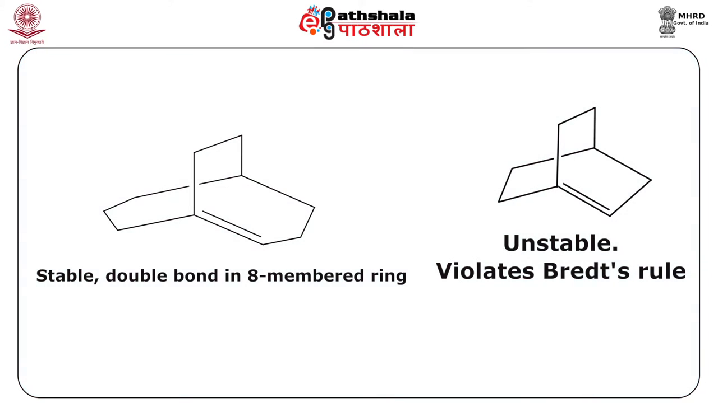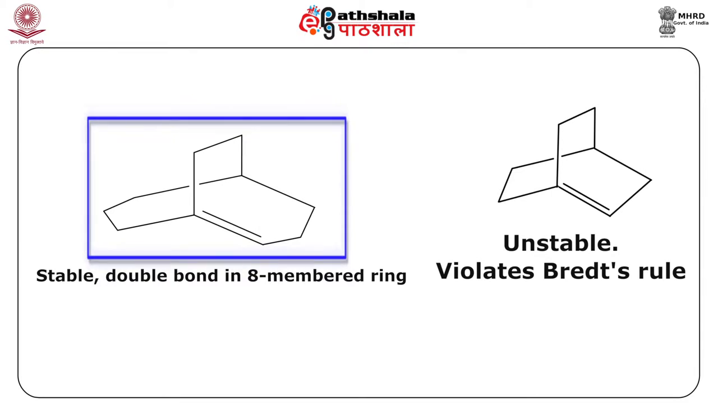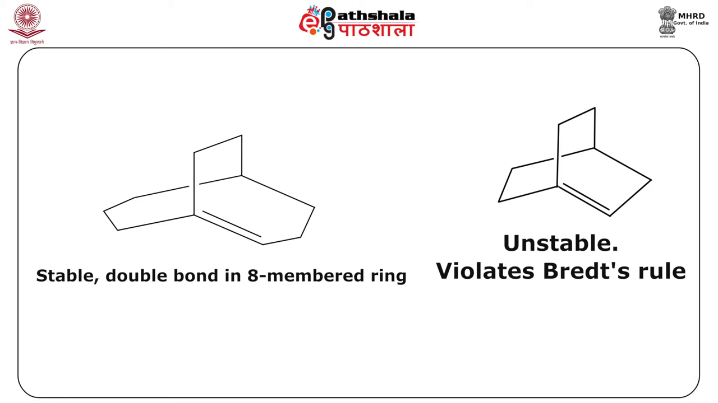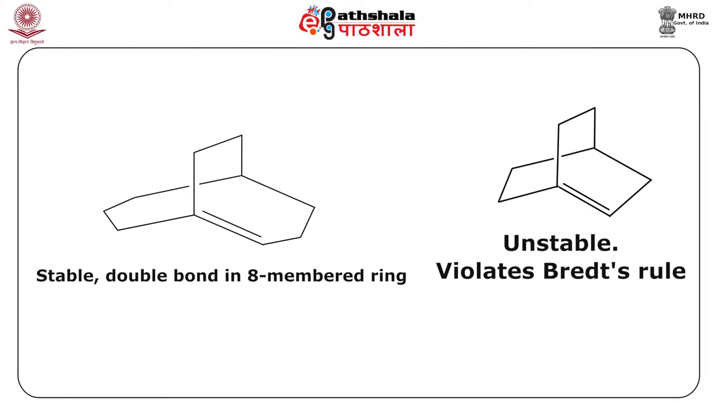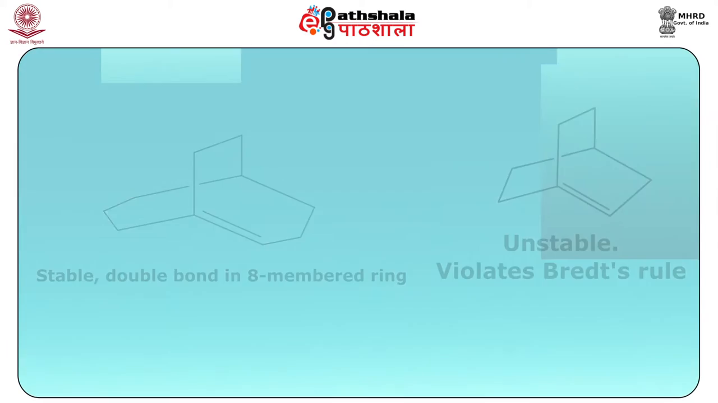Bredt's rule says a bridged bicyclic compound cannot have a double bond at a bridgehead position unless one of the rings contains at least 8 carbon atoms. A ring with fewer than 8 carbon atoms is unstable and violates Bredt's rule, whereas any ring with a double bond at a bridgehead position with 8 carbon atoms is stable, as per Bredt's rule.